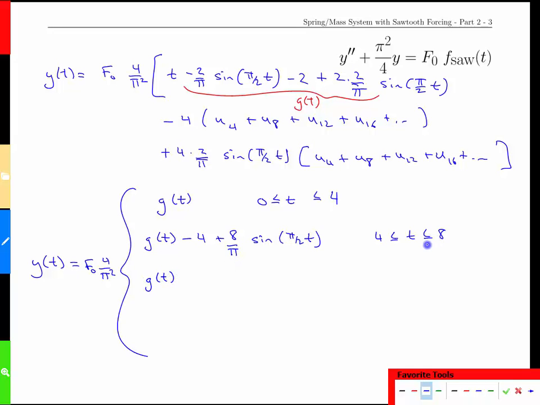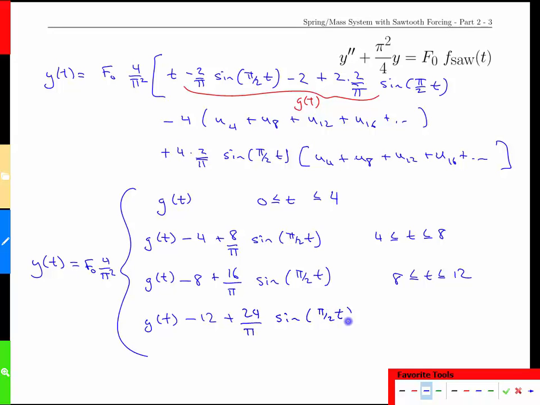Then, when we go to 8 to 12, what we did is we added the 8 term here. Well, that just means we got 1 plus 1, that's 2, so we'll have minus 8 with that -4. And we have another 2 here instead of a 1 from before, so we're going to have 16 over pi sine of pi over 2t. And lo and behold, we can see a pattern emerging here. On the next interval, we're going to have 3 functions on. That's going to give us -12. We're going to have 3 functions on here, so we'll have 3 times all of this. That'll be 24 over pi sine of pi over 2t.